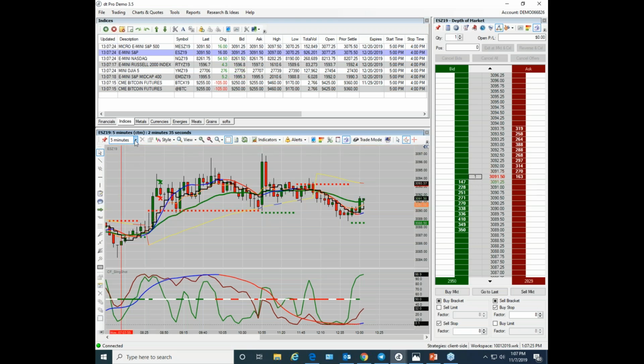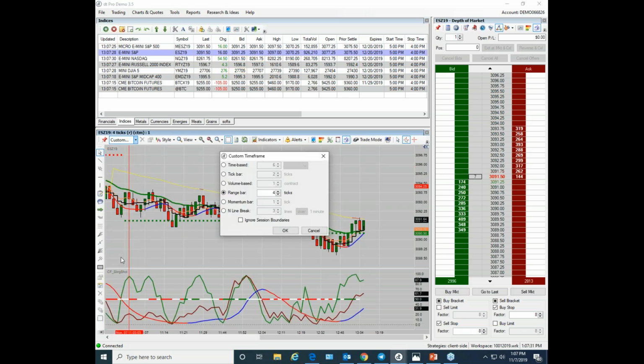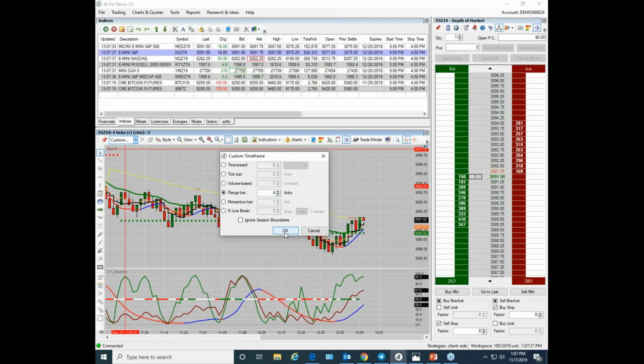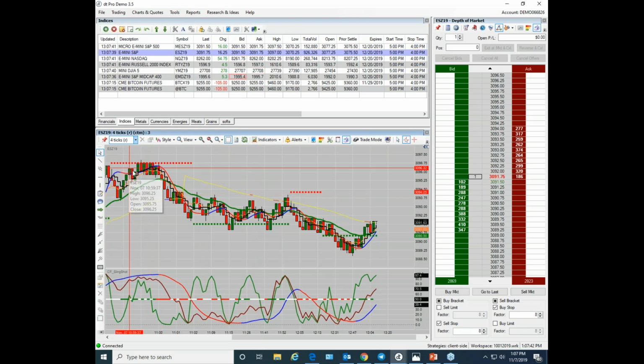So you're going to hit the drop-down box next to the time frame and go down to custom. A box will open up and you want to select range bar. Make that 2 look like a 4. Hit OK, and then you're staring at the S&P E-mini on a 4-tick range chart. The tip-off here is the R in parentheses, which lets you know that you're on a range bar.